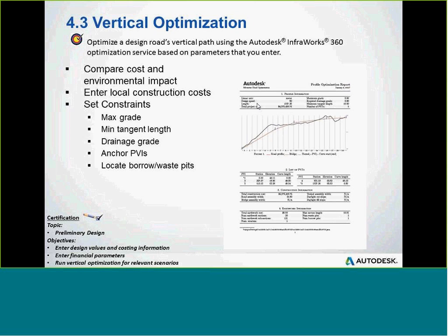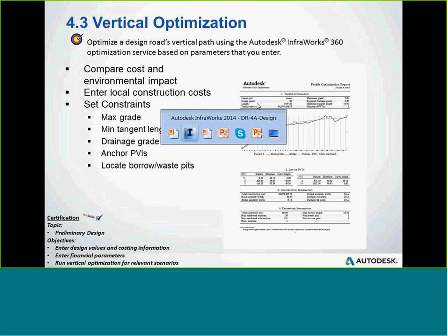One of the things that you can also do is locate borrow and waste pits. So if you've ever had to create a mass haul diagram to reduce construction costs, you're basically reducing the cost of bringing dirt into the site or taking dirt out of the site, taking any cut material off site or bringing any fill material in. You can have those waste and borrow pits available to help reduce that and keep those within the free haul distance.